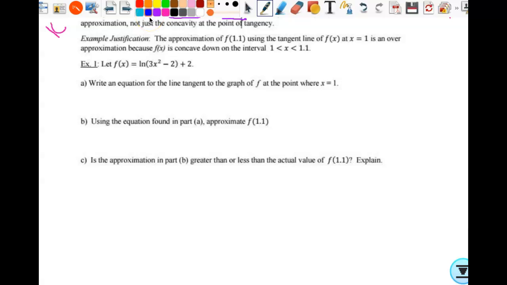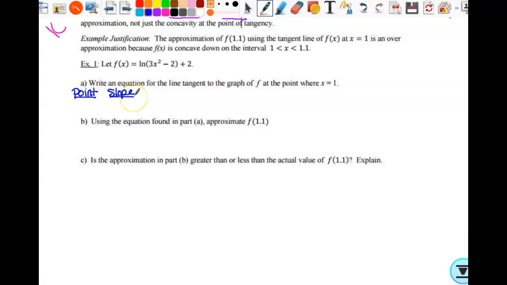So we let f of x equal this. We need to write an equation for a tangent line. If we're going to write an equation for a line, we need two things. What do we need? A slope and a point. Okay, so we need a point, and we need a slope.